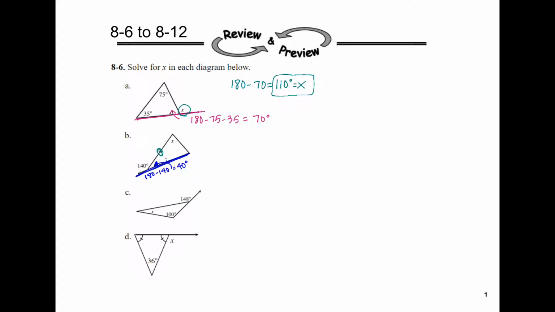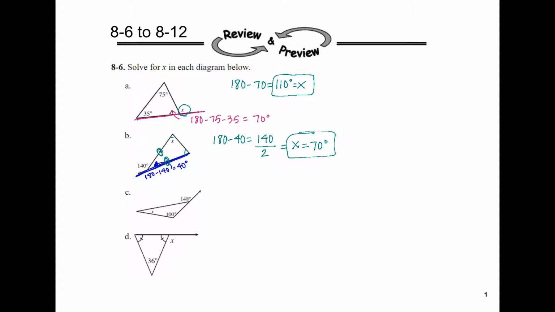Notice that the sides of our triangle are congruent, which means our base angles are also congruent. So if a triangle adds up to 180 degrees, we can subtract our top angle, or our 40 degrees, out. So we get 140 degrees. We know that our base angles are equal, so if we divide 140 by 2, we get x is equal to 70 degrees.